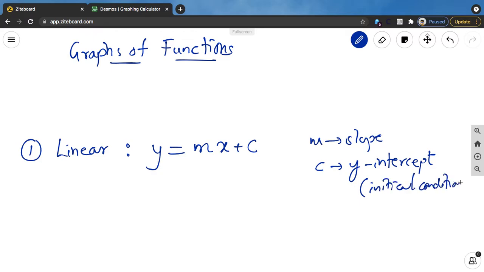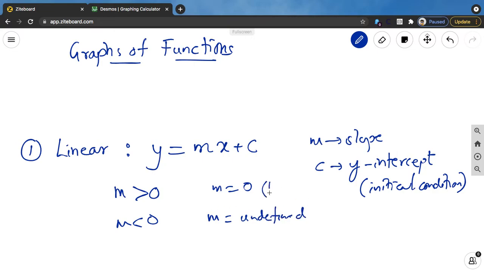And depending on the slope, the slope can be positive, the slope can be negative, slope can be 0, or slope can be undefined. For slope 0, you have the horizontal lines, y = 2 or y = 4 kind of a line, and for m undefined, these are the vertical lines whose equations are usually x = c, where c is a constant.